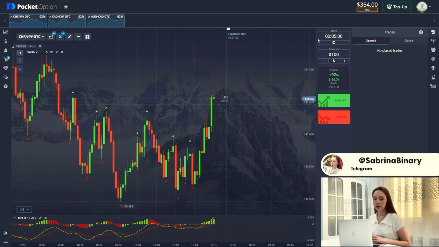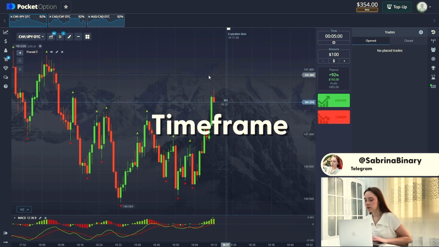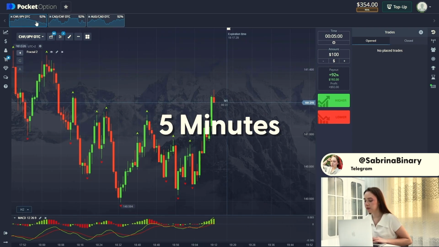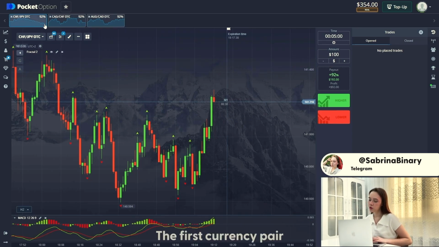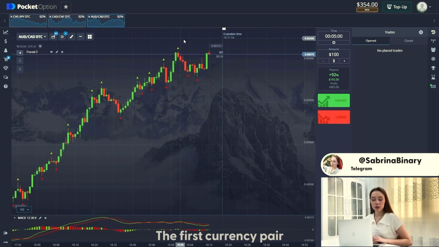Well, trader, here we are already on the site of the broker, and our starting balance for today is $354. Time frame of the first deal will be 5 minutes, and the first deal I'll open on $100. This currency pair is absolutely suitable for me.